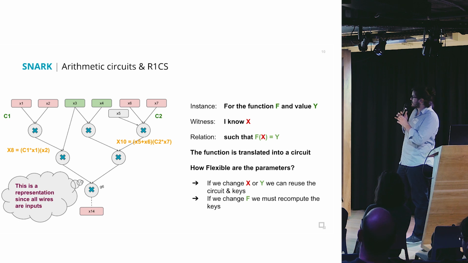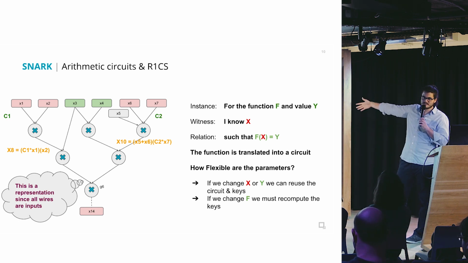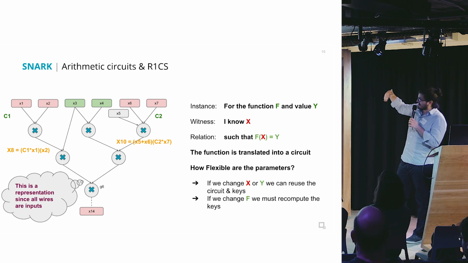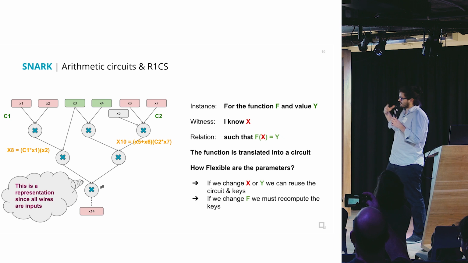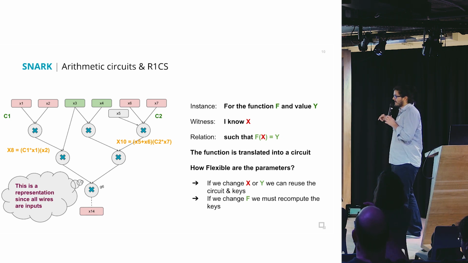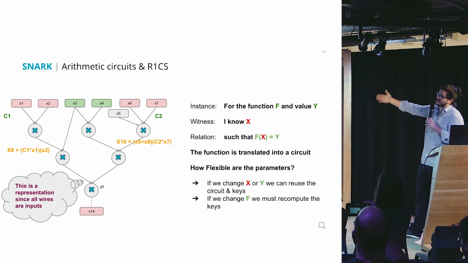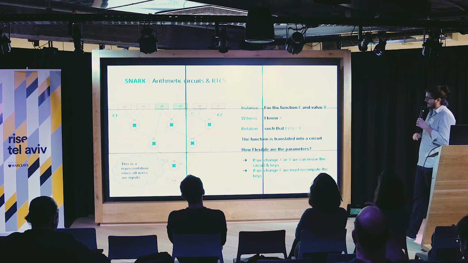Essentially, when you want to change this function, right? So we have an instance for a function f and value y. This is known to everybody. The prover says, I know a witness x such that there is a relation of f of x equals y. This is where we started. And this f can be translated into a circuit, right? So a multi-variable circuit, let's say.